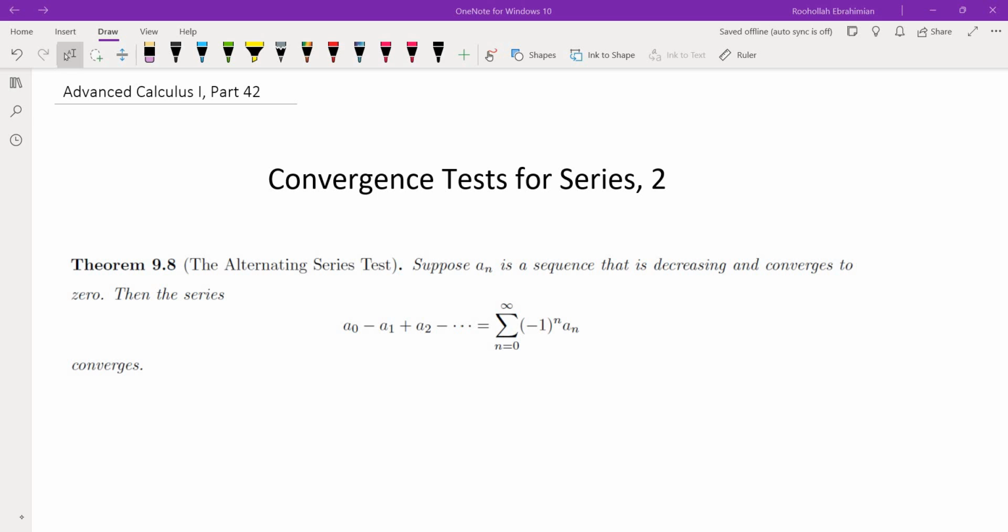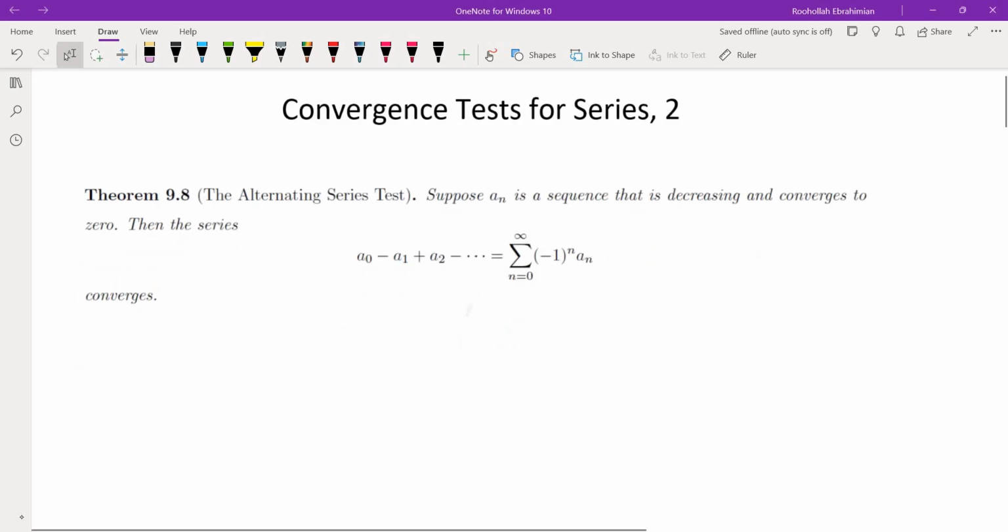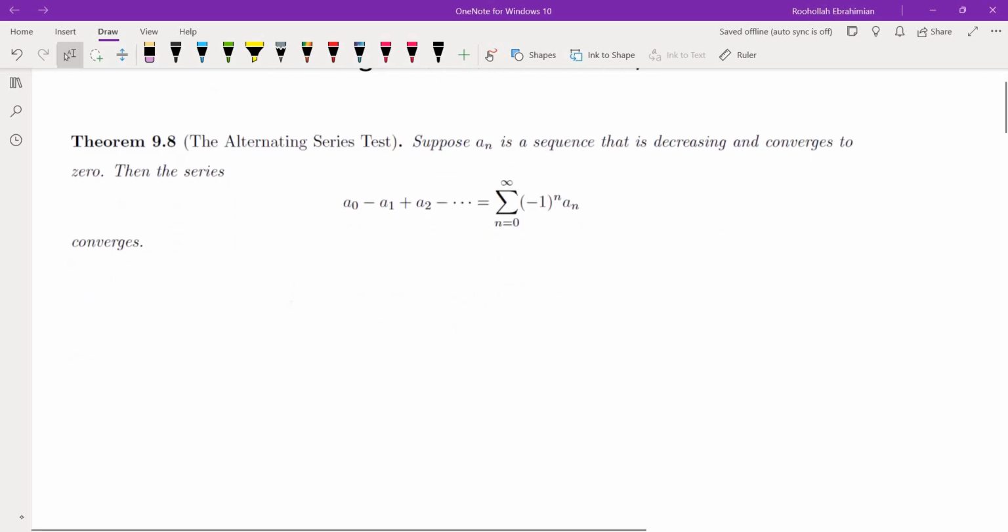Hello, in this video we're going to continue talking about convergence tests for series. So the first test that we're going to talk about is the alternating series test. Suppose a_n is a sequence that is decreasing and converges to 0. So a sequence of non-negative real numbers that converges to 0 and it's decreasing. Since it is decreasing to 0, everything in the sequence must be non-negative. Then the series of alternating sums converges.